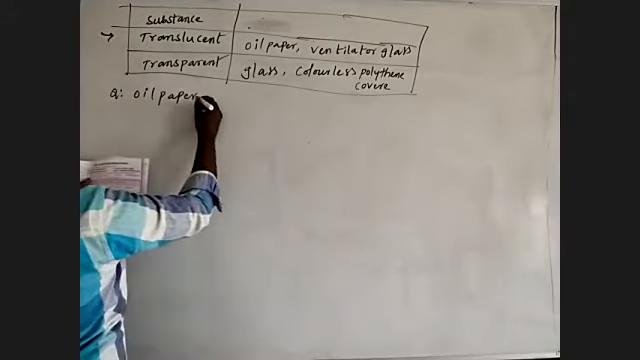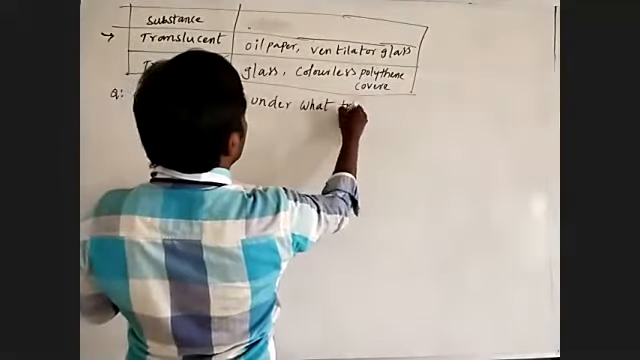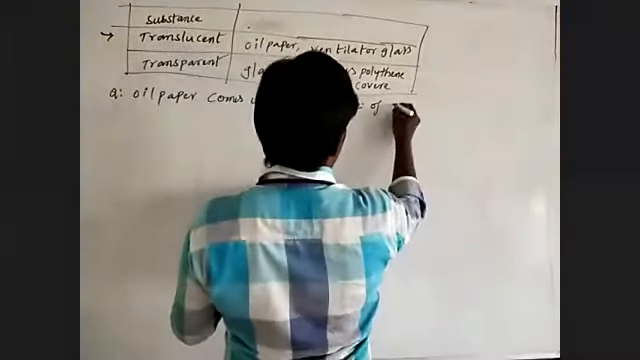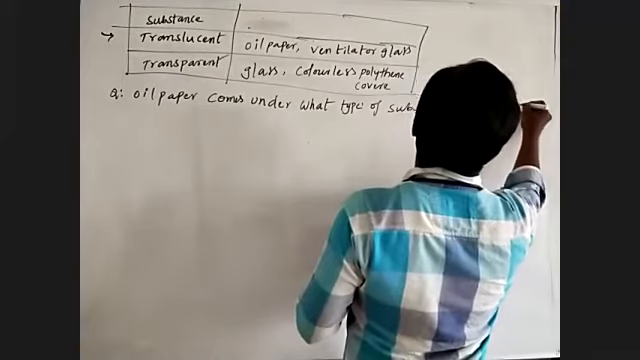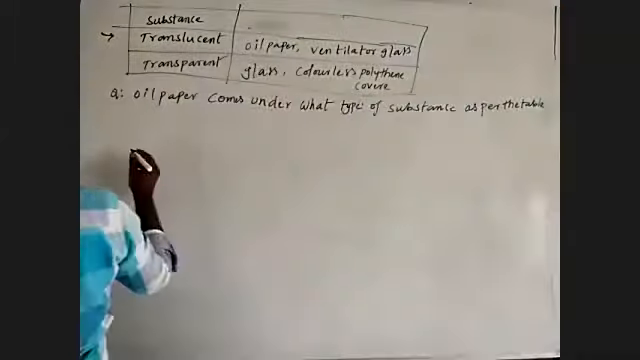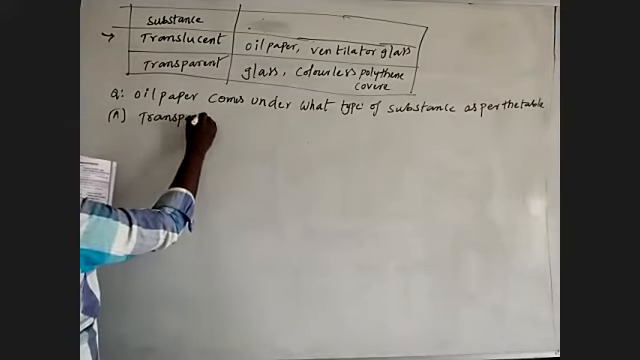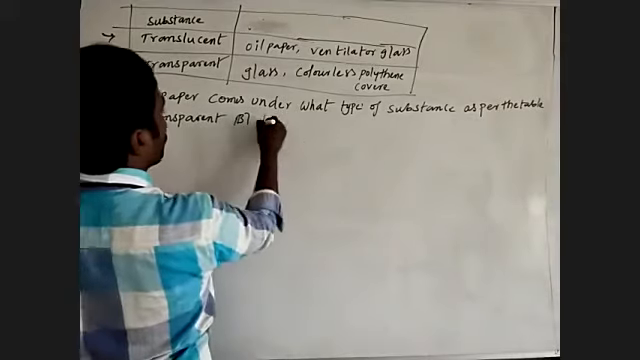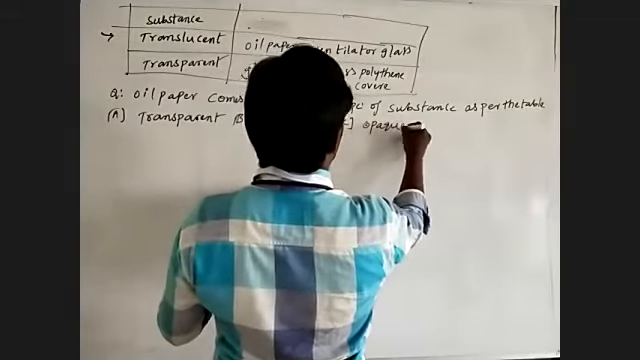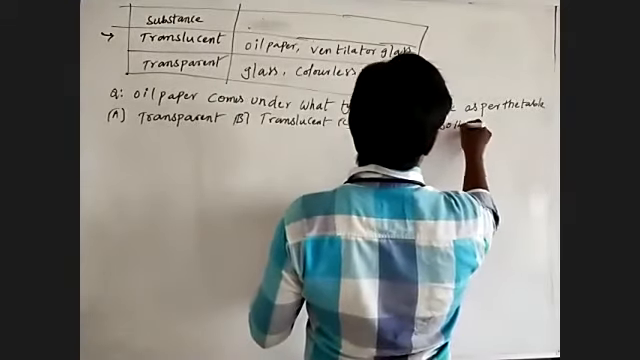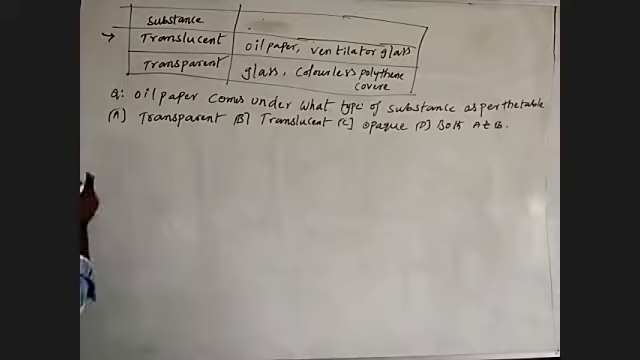Coming to talk about that question: oil paper comes under what type of substance as per the table? So before that, talk about transparent, translucent, opaque, both A and B. And coming to that, one more to talk for that.